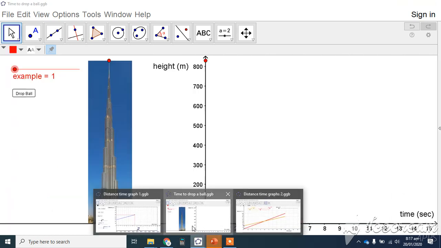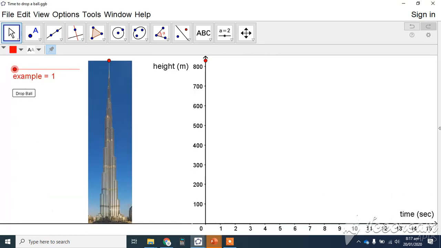Right, let's move on to another example. This example is a distance time graph of dropping a ball from the tallest building in the world. We've got time along the bottom in seconds. We've got height in meters up here. The ball starts up here at about 800 meters. 838 is the height of the building. And let's drop the ball.